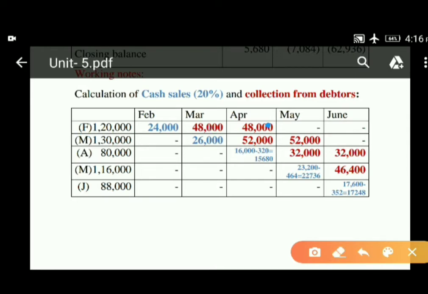Similar calculation will be made for the month of March. See here in the March the actual sales are 1,30,000. So here what are the cash sales? Here the cash sales are 20%. So 20% should be calculated on 1,30,000. So 1,30,000 లో 20% calculate చేస్తే here the amount will be 26,000. Here the cash sales are 26,000.